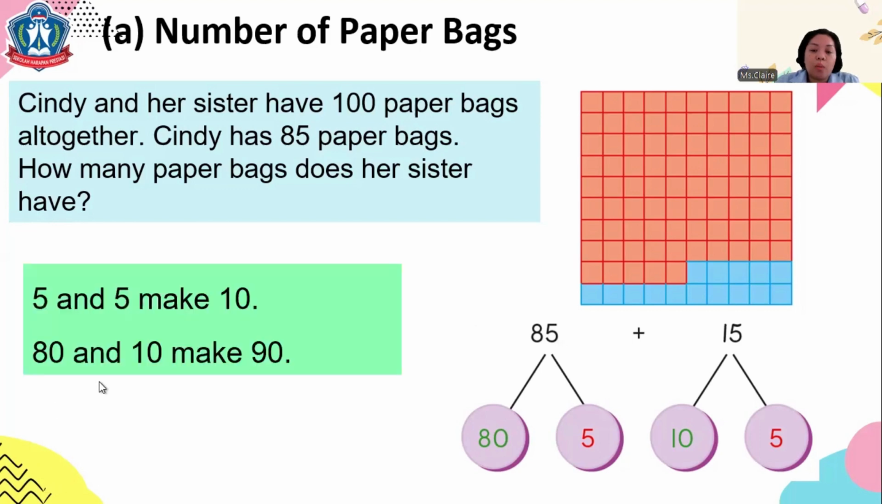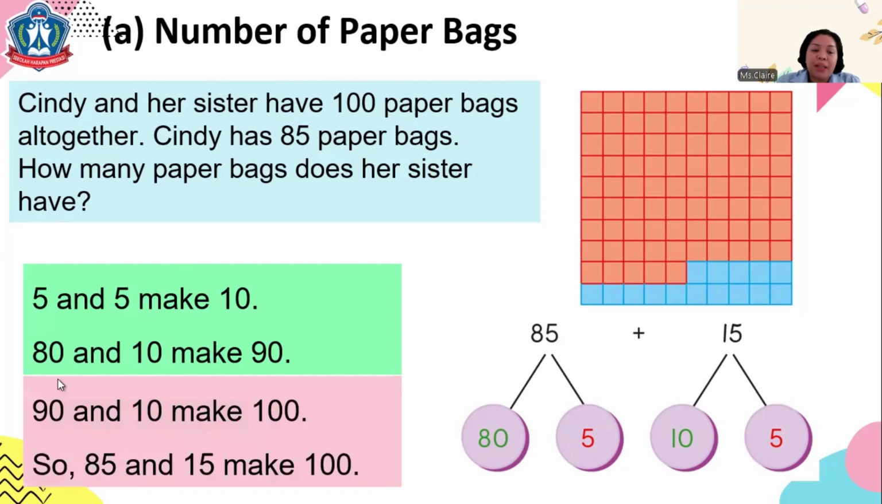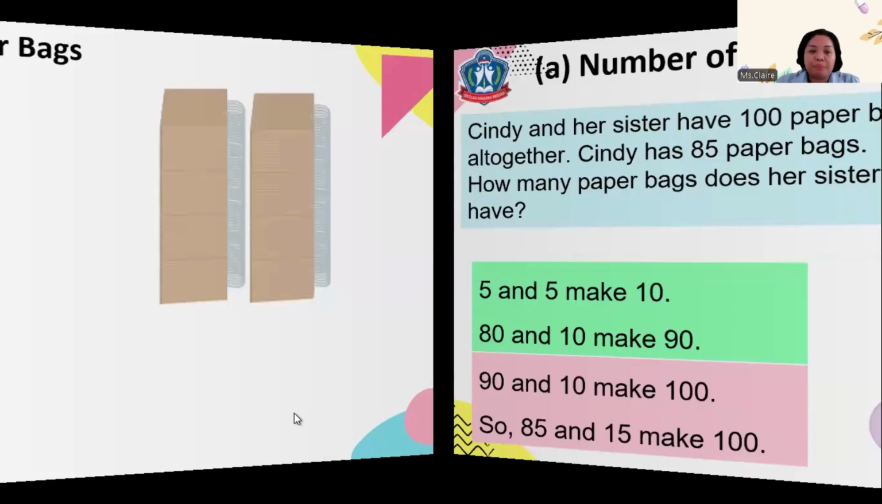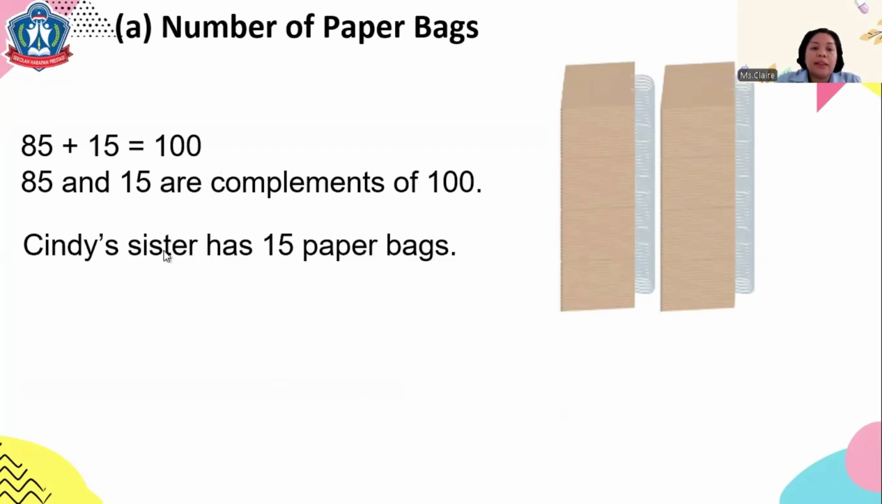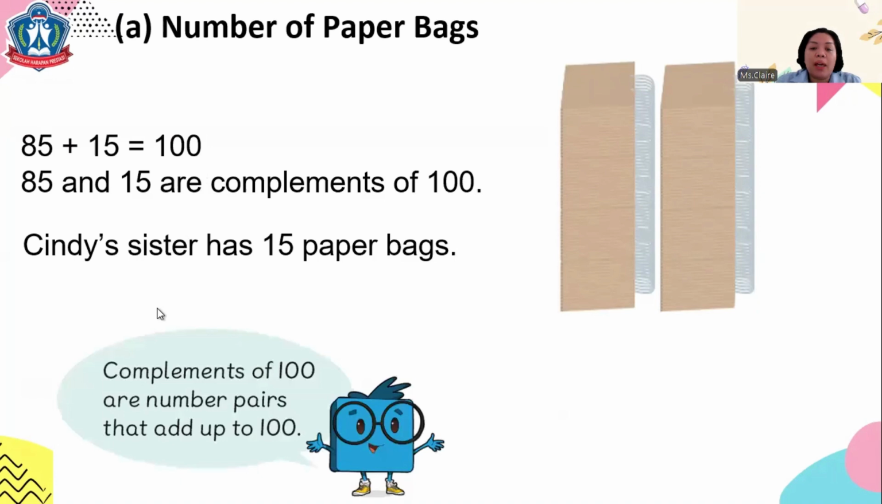Of course, that's 15. So 5 plus 5 will make 10, 80 and 10 will make 90. So 90 and 10 make 100. Therefore, 85 and 15 will make 100. So what does it mean? This means, children, that 85 and 15 are the complements of 100. Cindy's sister has 15 paper bags.